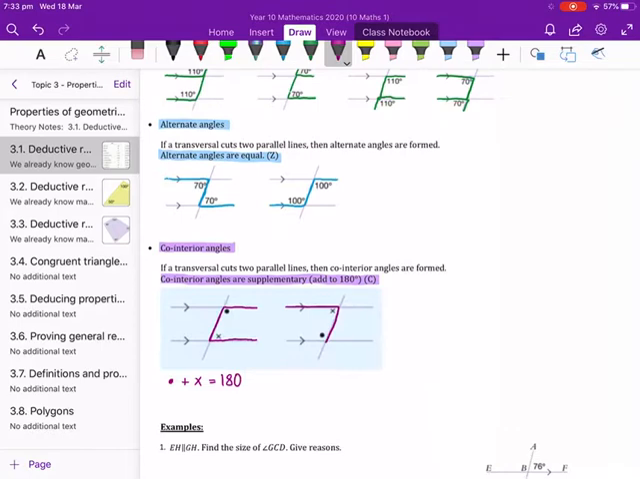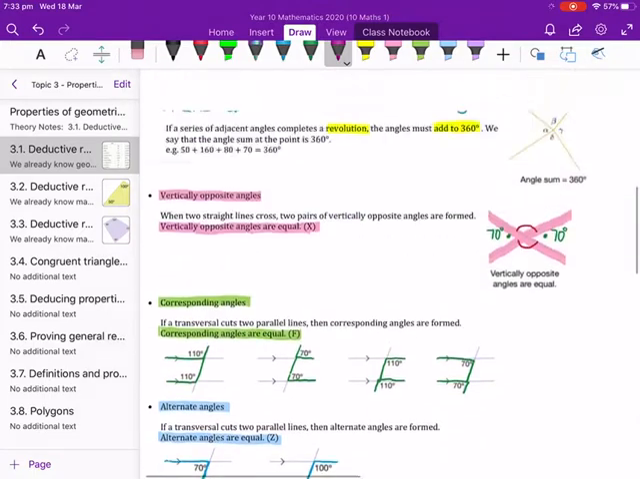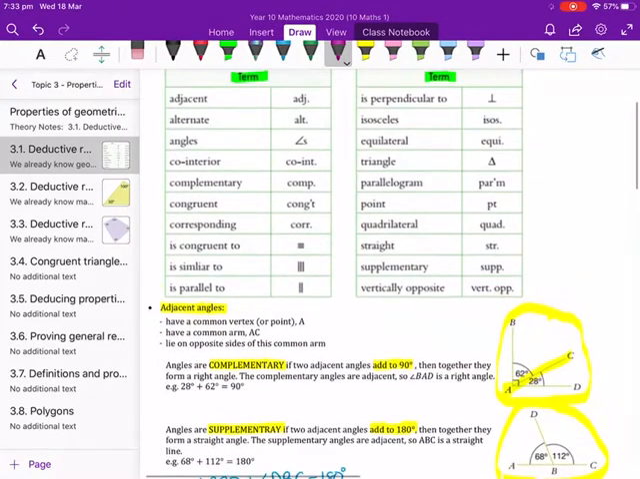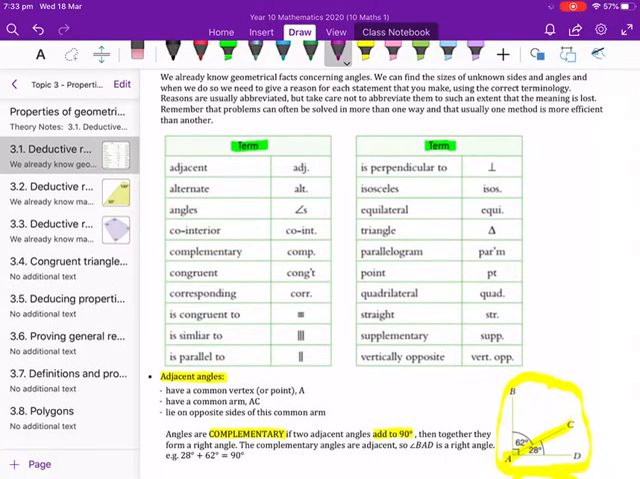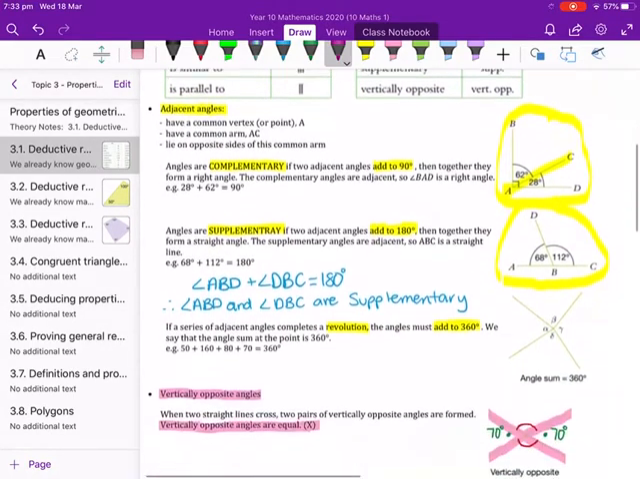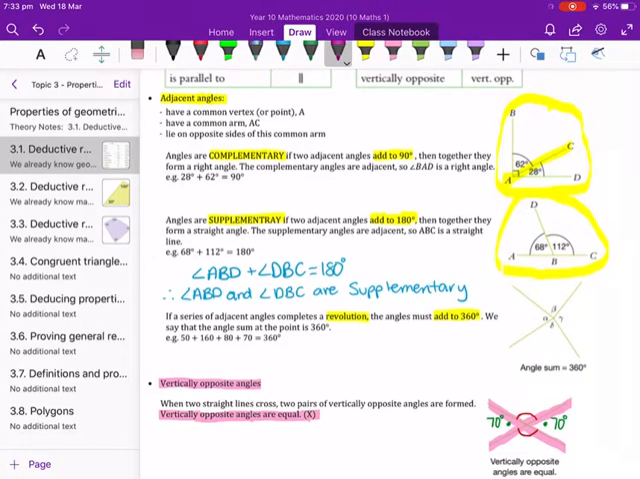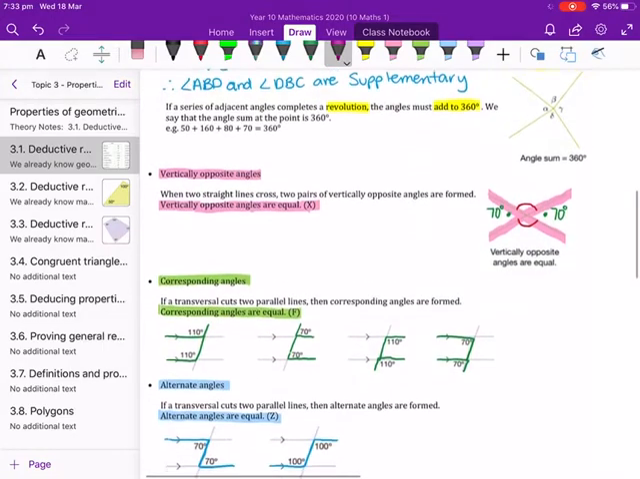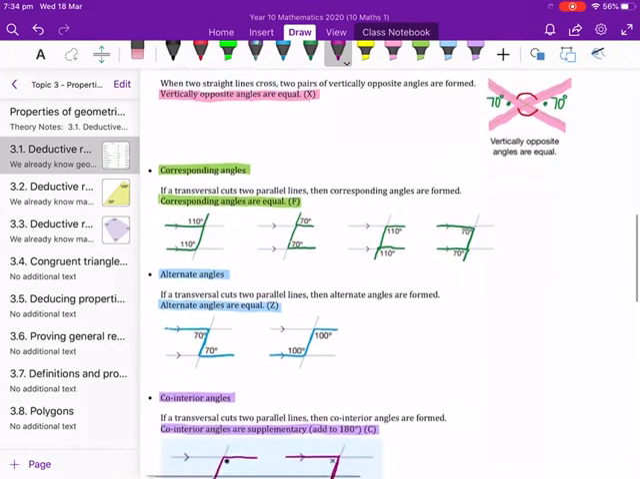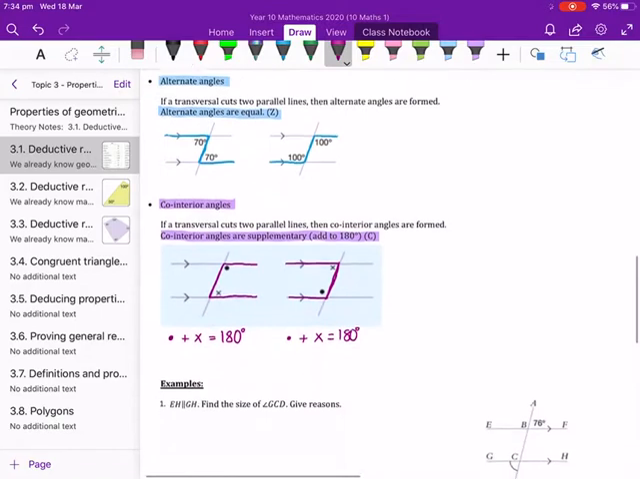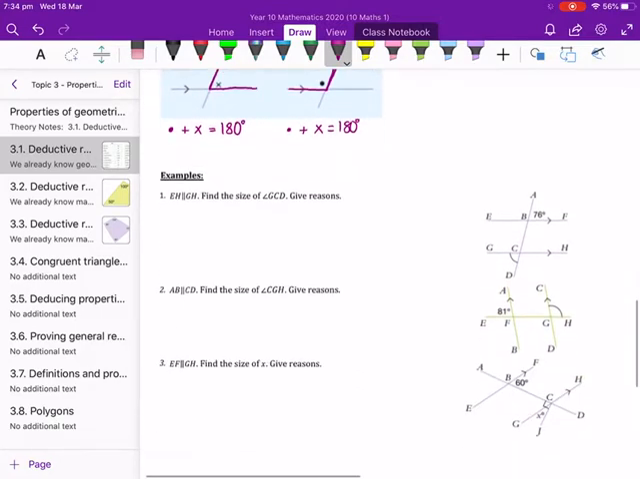And finally, if I go around my X and I go around my dot, we have that my dot plus my X equals 180 degrees in both cases. So far we have looked at what the terminology and abbreviations are for all our terms, what adjacent angles are, complementary, supplementary, and what a revolution adding to 360 degrees is. We've also looked at vertically opposite angles, corresponding angles, alternate angles, and co-interior angles.